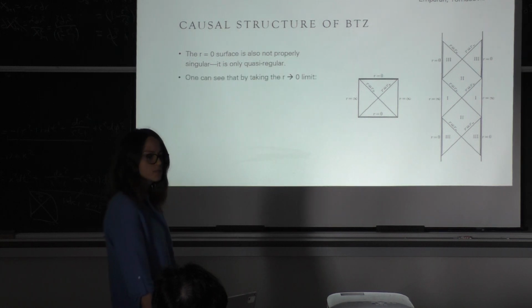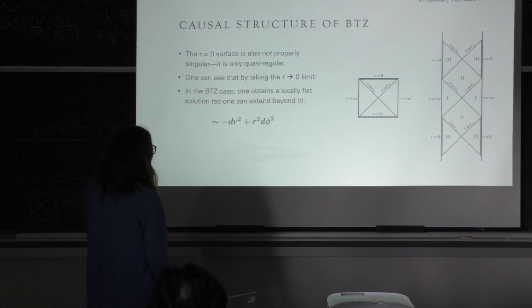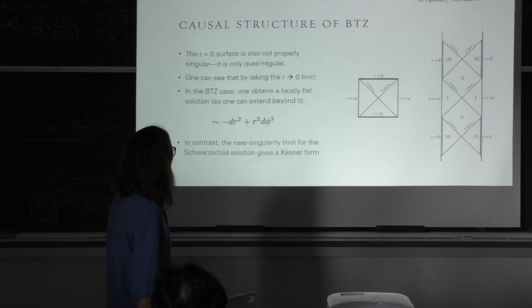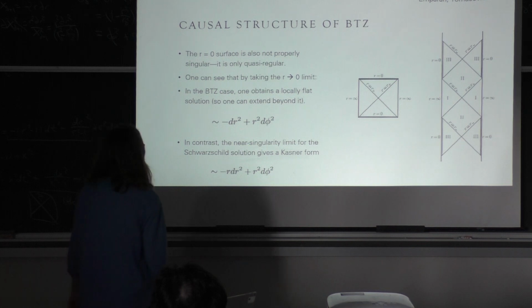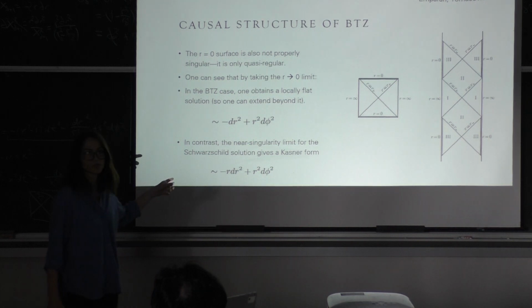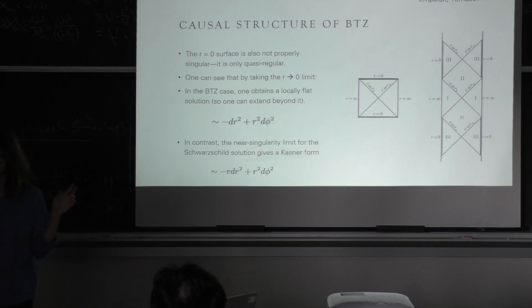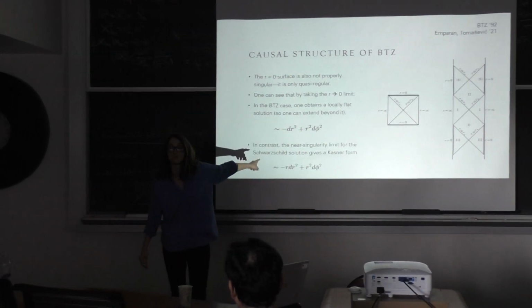And one can really see that it's quasi-regular by taking the r equals 0 limit, because in the BTZ case, we simply obtain a flat metric, or locally flat. So we obtain a locally flat metric, we just extend through it. And in contrast, we can see that the near singularity for the Schwarzschild black hole is a much more degenerate structure where you don't get to actually cross. So it has something known as the Kasner form, or the specific Kasner exponent, Kasner coefficient, but you can already see here that both of these are going to degenerate, whereas here it's just flat.